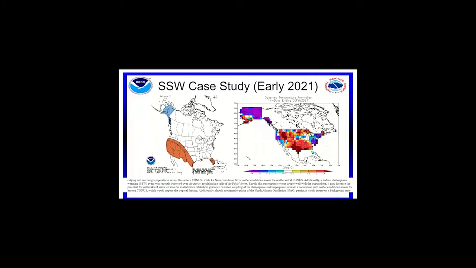So let's look at what happened here. This is the first forecast that was issued by CPC for weeks 3 and 4 after the warming. Here's the forecast on the left, and here's what was observed on the right. And this is actually a snippet from the forecaster discussion, which is pretty cool.